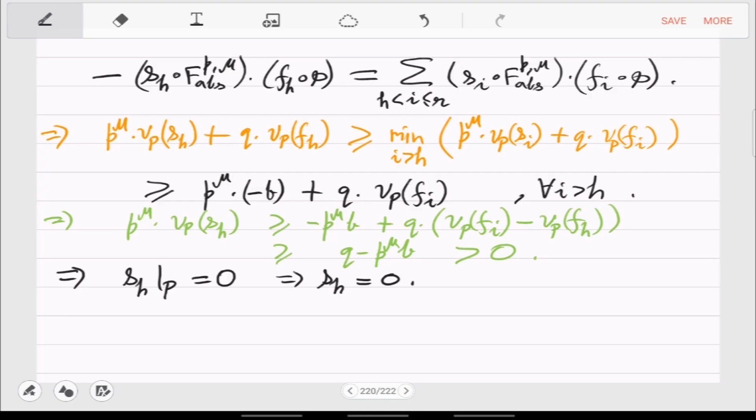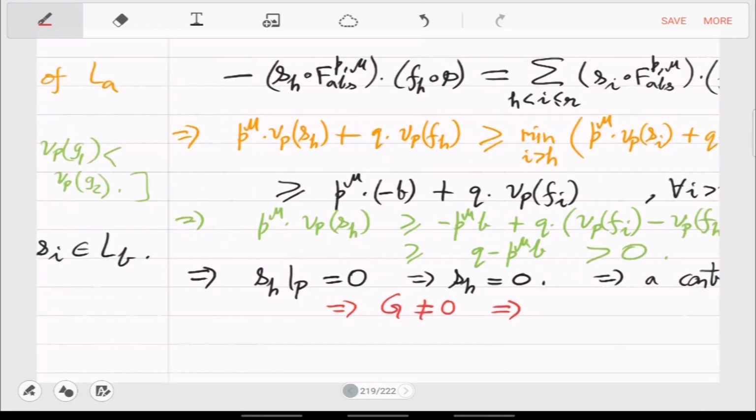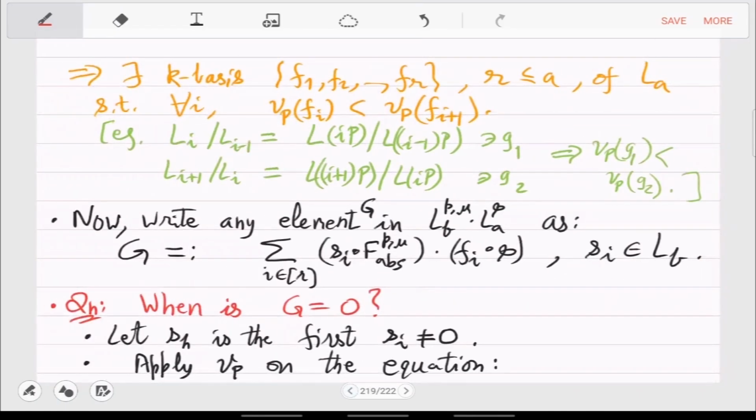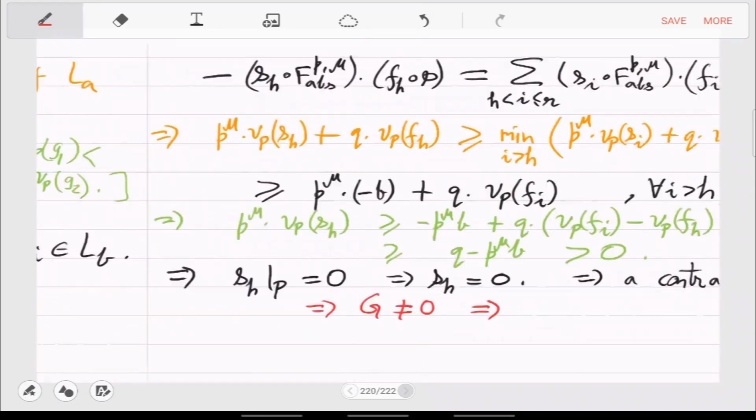Right? It's a rational function, it should have zeros and poles. But if both of them only possibility is point P, then essentially it's a 0 function. And that's a contradiction. So this contradiction implies that G is not 0, which basically means that G was an arbitrary element in this LB times LA, so you get that to be an injection.